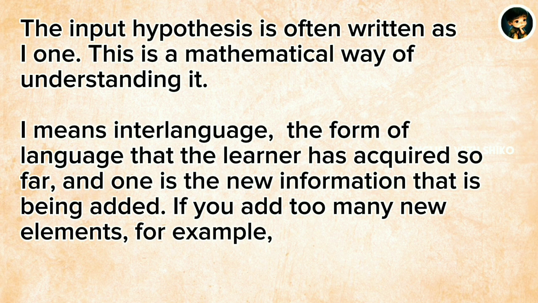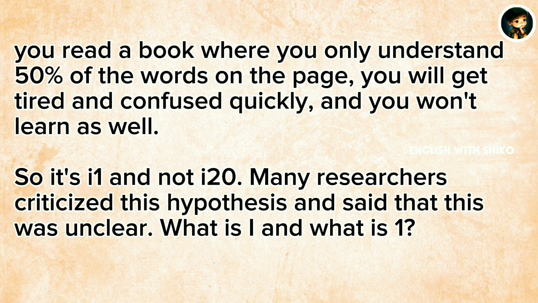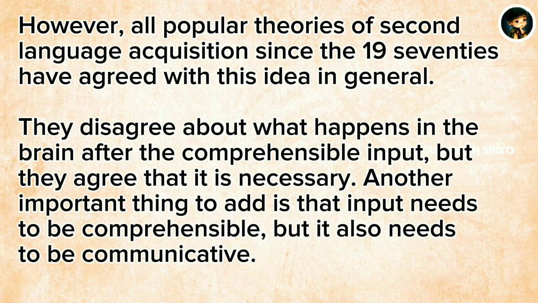If you add too many new elements, for example, you read a book where you only understand 50% of the words on the page, you will get tired and confused quickly, and you won't learn as well. So it's i+1 and not i+20. Many researchers criticized this hypothesis and said that this was unclear. What is i and what is 1? However, all popular theories of second language acquisition since the 1970s have agreed with this idea in general. They disagree about what happens in the brain after the comprehensible input, but they agree that it is necessary.